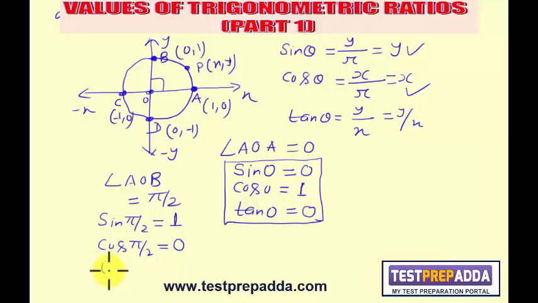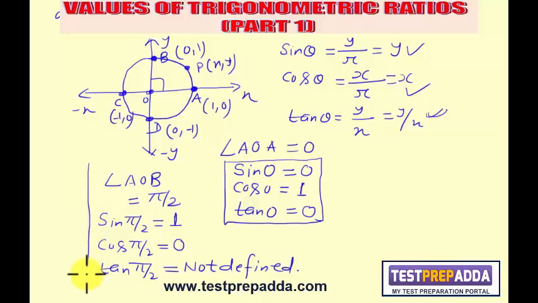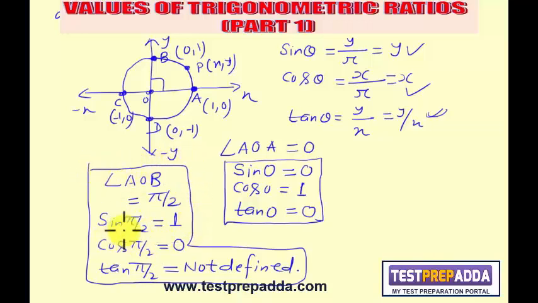Now tan pi by 2. Tan pi by 2 is what? Y upon x. Y is 1, x is 0. 1 upon 0 is what? Not defined. Okay. Now, you can say with the help of this circle of unit radius, we got sine pi by 2, cos pi by 2, tan pi by 2.